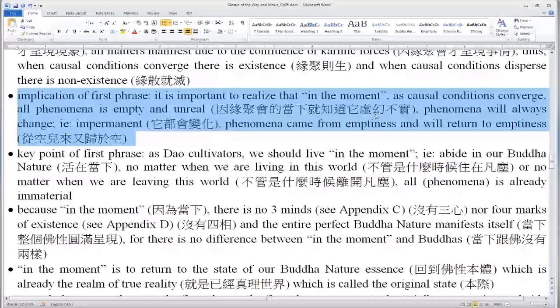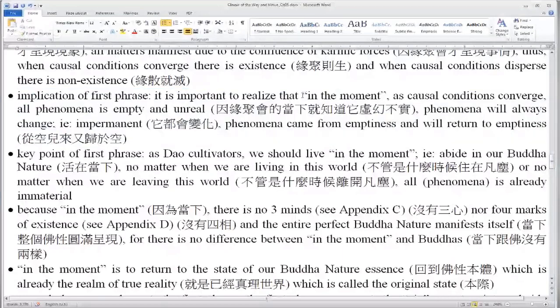Phenomena will always change, i.e., they are impermanent. 它都会变化. Phenomena came from emptiness and returned back to emptiness. 从空而来，又归于空. That's very important. That in the moment, it's in the moment. We'll talk about in the moment later. So the key point is this.